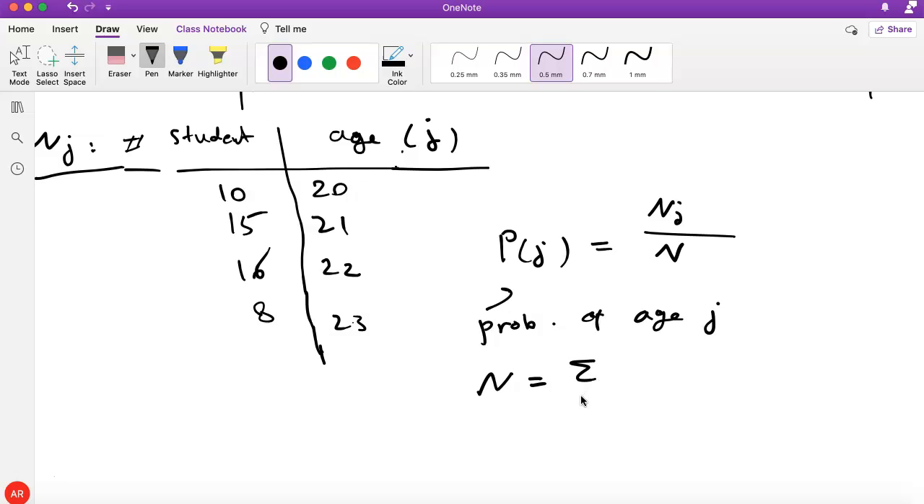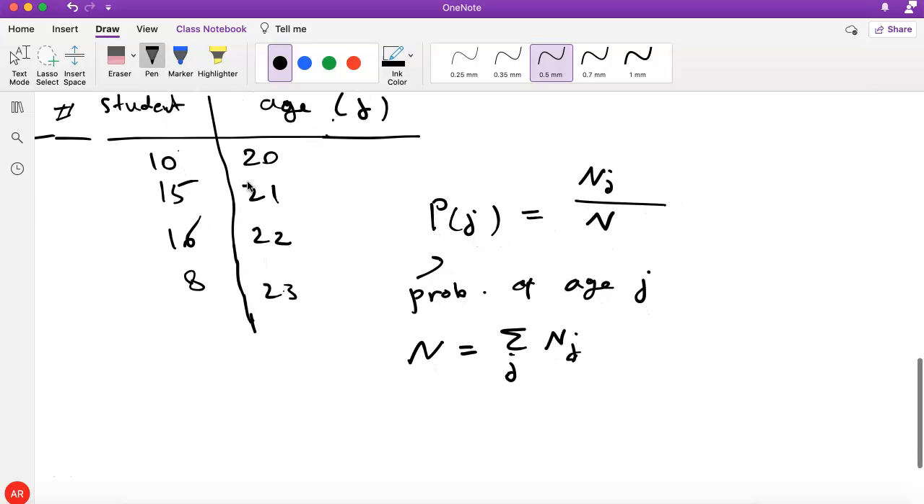So it's going to be the sum over J of N_J. It's a sum over all possible ages of the number of students with that age. That's the total number of students you have.